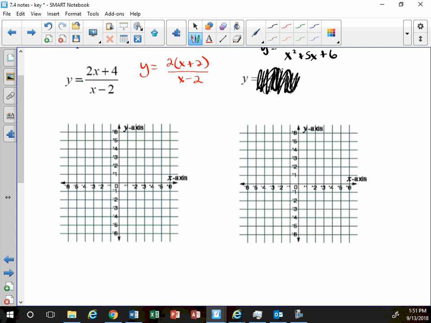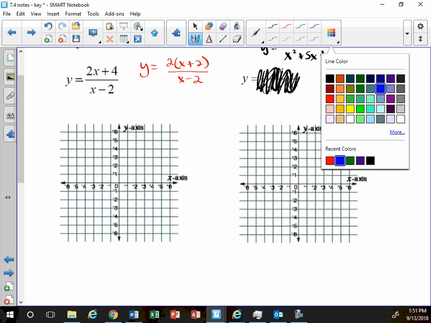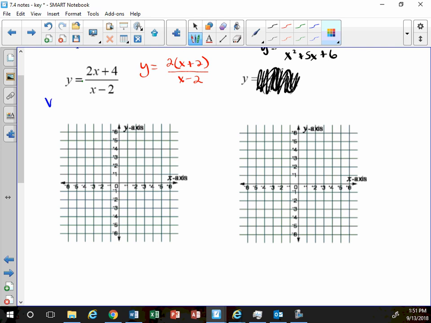No, nothing actually cancels. So, okay, great, we factored. It didn't do anything for us. But that means there's no holes in our graph, so we don't have to worry about holes. Okay, the next piece we're going to worry about is vertical asymptotes. Where do the vertical asymptotes come from?